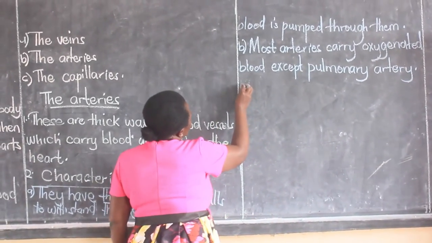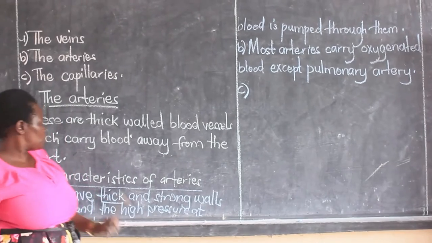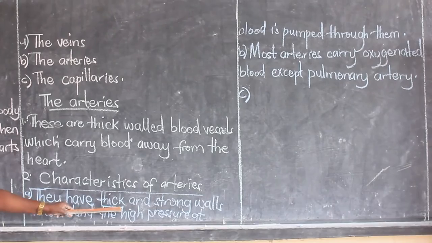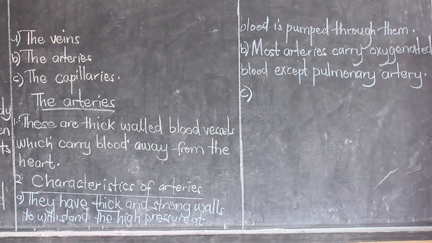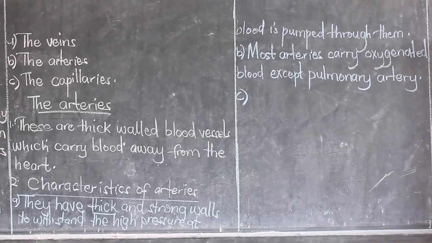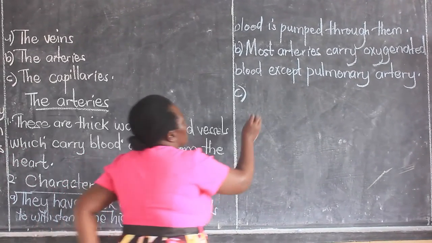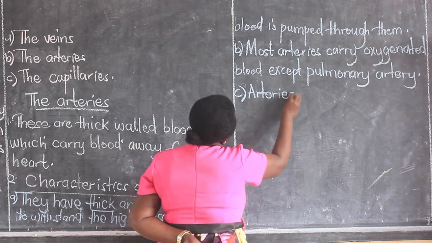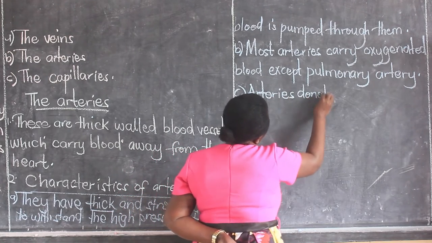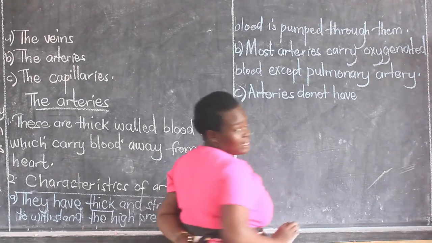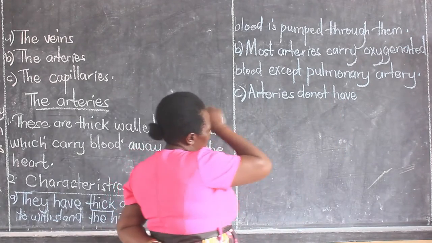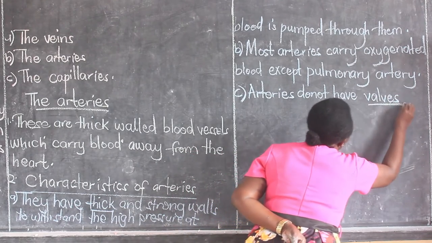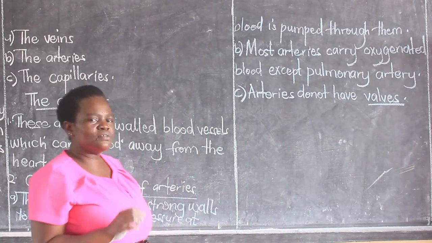The next characteristic about arteries. We said we can describe arteries using all these characteristics. Another one is that they do not have valves. Arteries do not have valves. This is another characteristic. The word is valves.